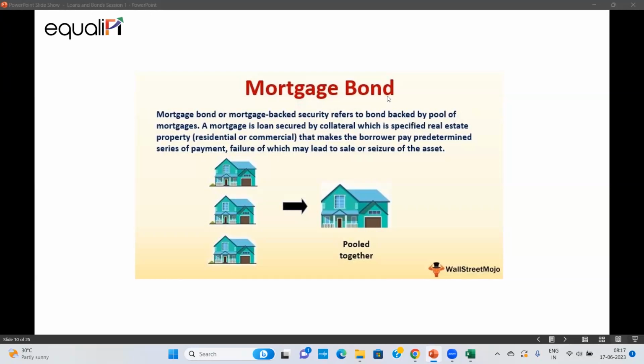Now, when I am issuing a bond for my home loans portfolio, what happens? I have a collateral of properties, right? So I am offering that, fair enough, you give me this much amount of money. I am issuing a security certificate to all of you. And your money is secured because I have property as a collateral.